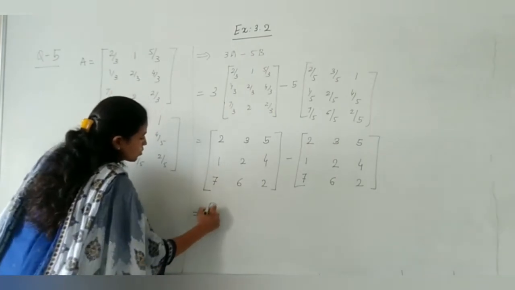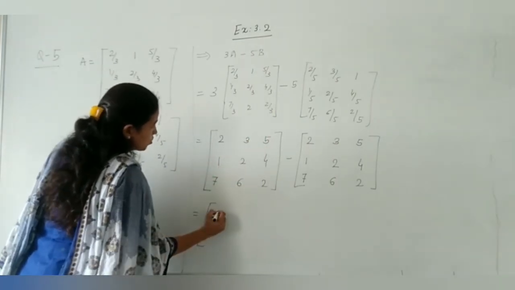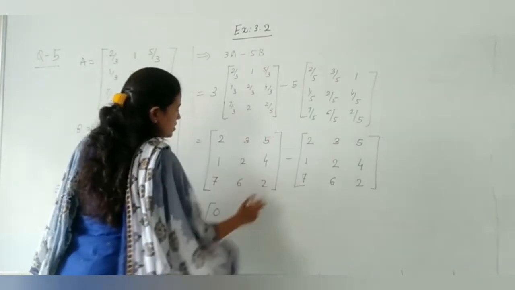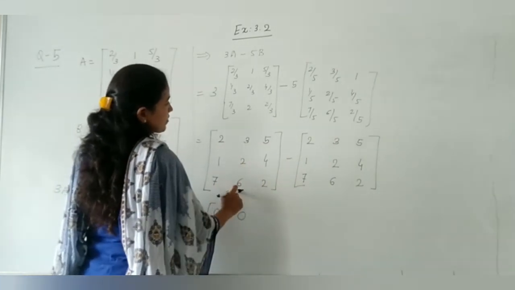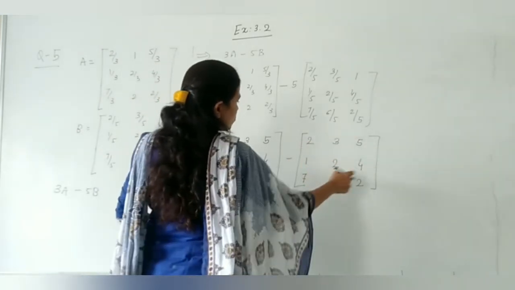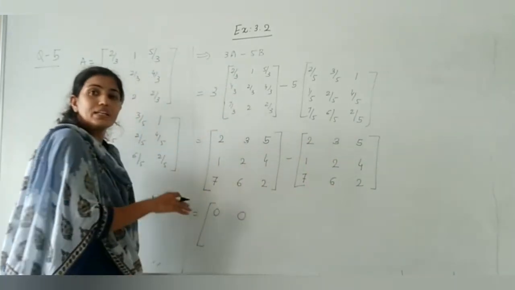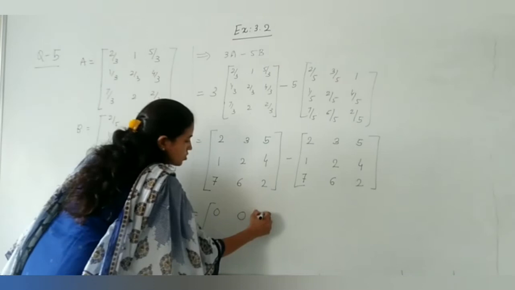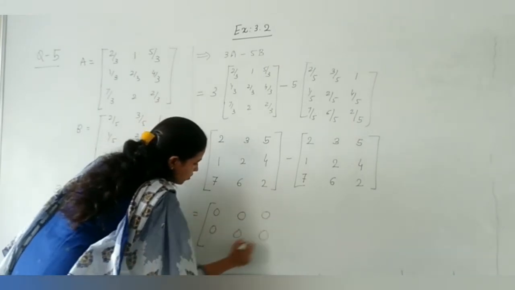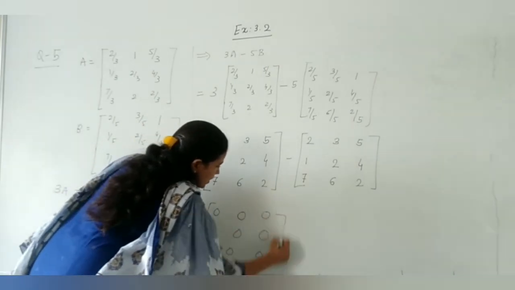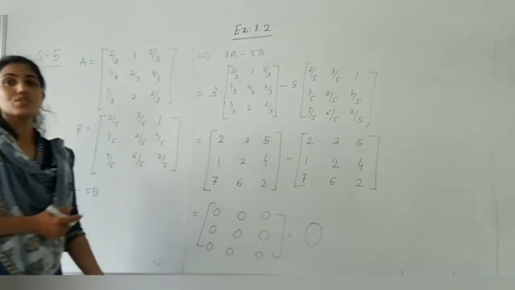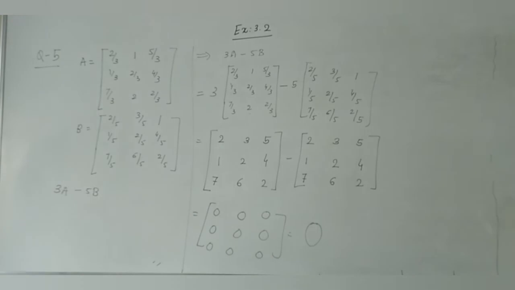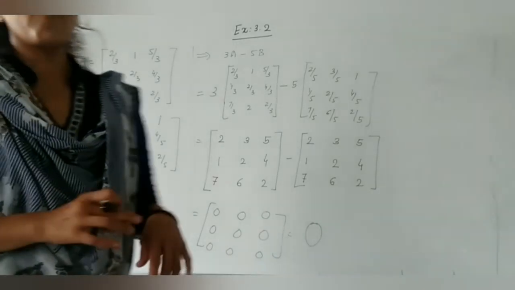So now we have to subtract. So 2 minus 2, 0. 3 minus 3, 0. You can see 2, 3, 5, 1, 2, 4, 7, 6, 2 in both. So all elements minus, so 0. So 0, 0, 0, 0, 0, 0 and 0, 0, 0. So our answer is the zero matrix O. Okay students, so this is question number 5. Now we stop here with question number 5.